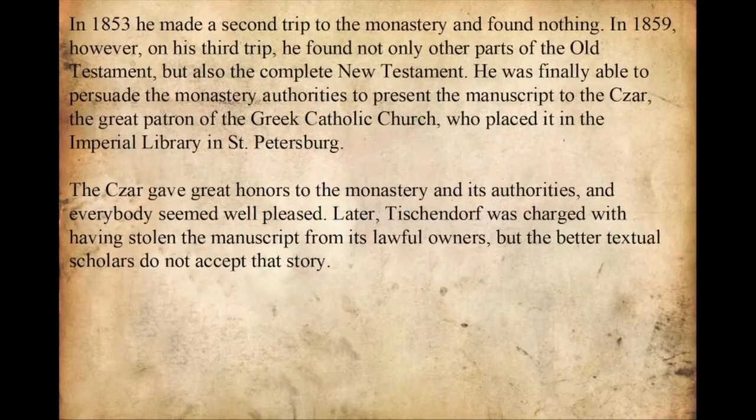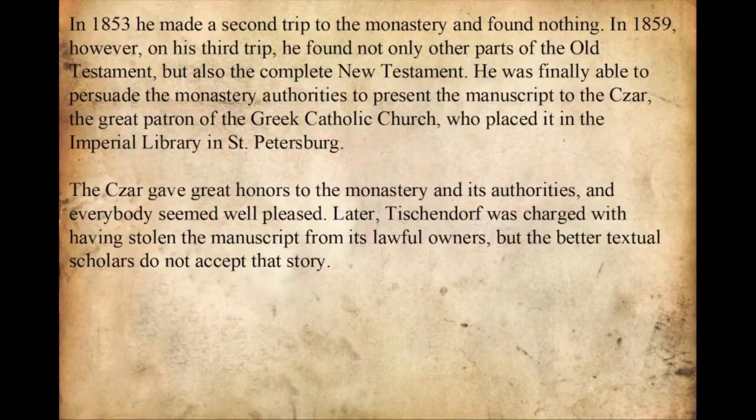So in 1853, he made a second trip to the monastery and found nothing. In 1859, however, on his third trip, he found not only other parts of the Old Testament, but also the complete New Testament. He was finally able to persuade the monastery authorities to present the manuscript to the Tsar, the great patron of the Greek Catholic Church, who placed it in the Imperial Library in St. Petersburg. The Tsar gave great honors to the monastery and its authorities, and everybody seemed well pleased.